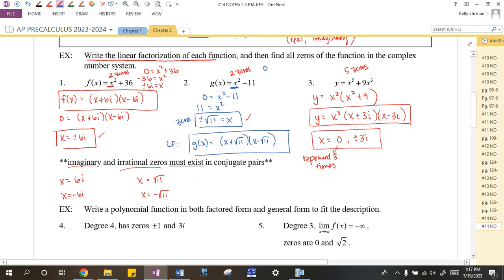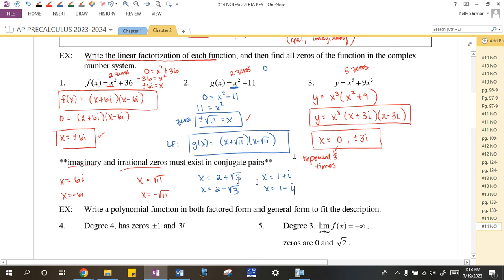Another example is if x equals 2 plus radical 3, then x also has to equal 2 minus radical 3. If x equals 1 plus i, it also has to equal 1 minus i. That has to be a zero. You can't just have the plus version or just the minus version of any one of those. They have to come in conjugate pairs.